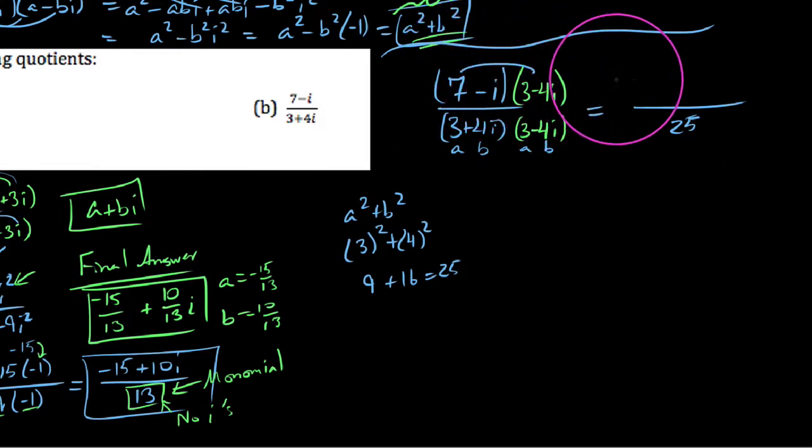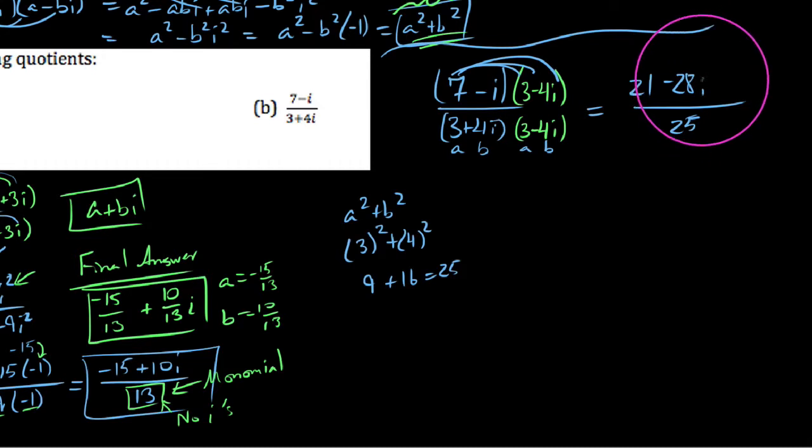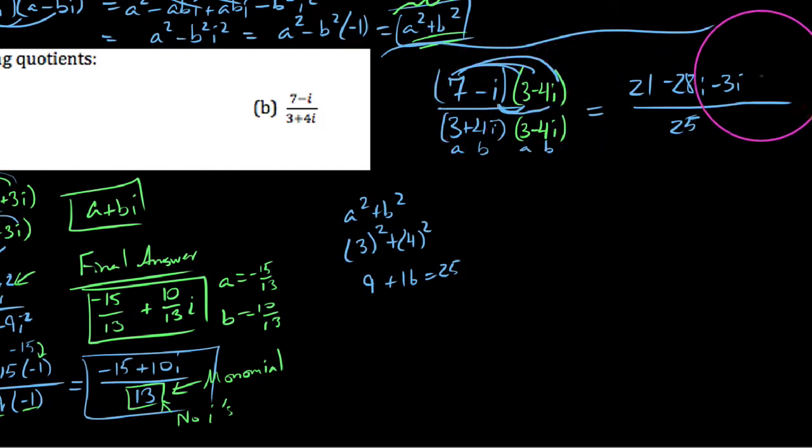Now on the top, all we need to do is use our skills in multiplying two complex numbers, so we'll FOIL. We get 7 times 3 is 21. 7 times a negative 4i is negative 28i. Negative i times a positive 3 is negative 3i. And last but not least, negative i times a negative 4i is a positive 4i squared.